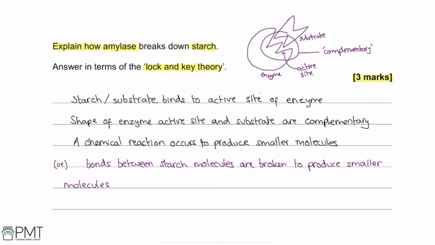So you get 1 of your marks for talking about the active site, another for saying that it's complementary to the substrate, and the final one for describing the chemical reaction that produces the smaller molecules. And that could be just by stating that there are bonds broken.